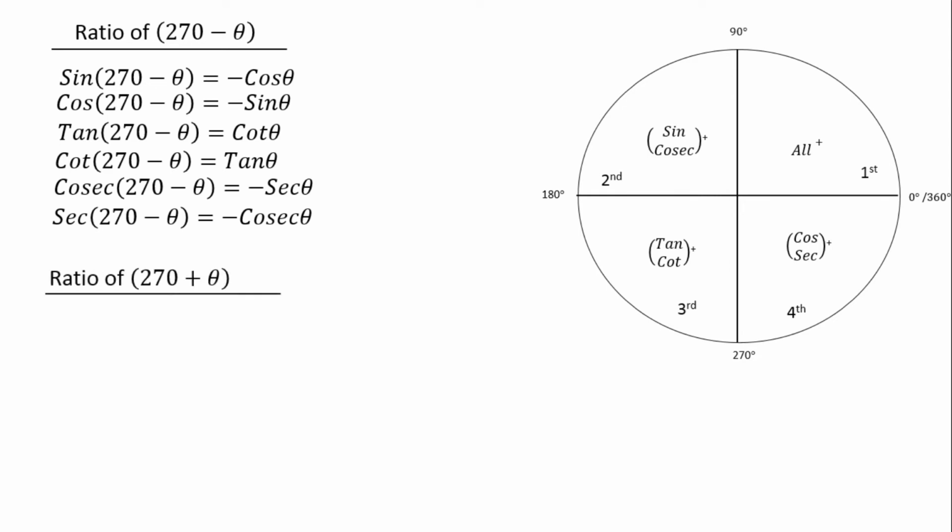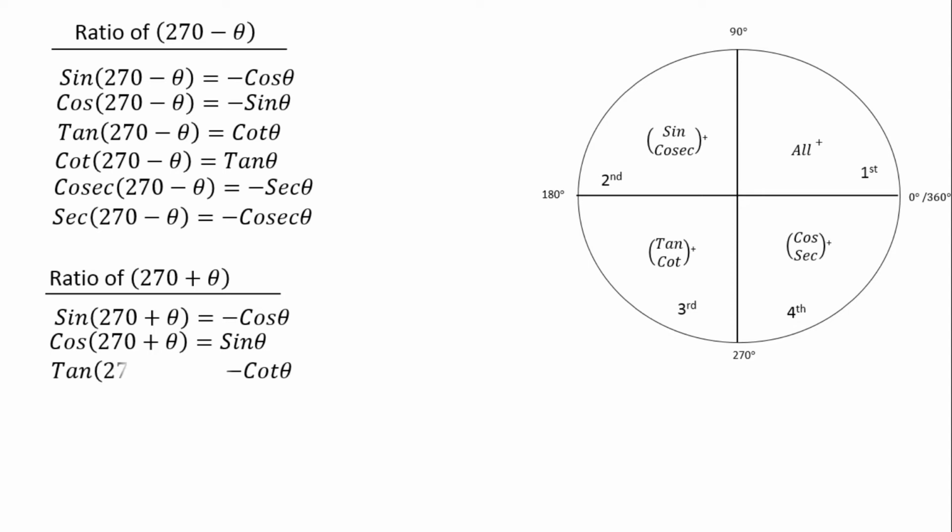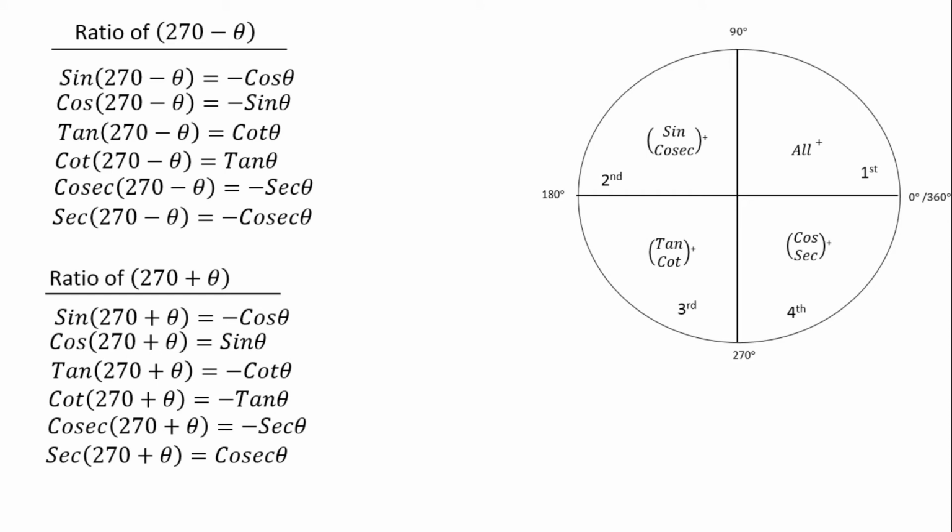Then in 270 plus theta, similarly the ratio will be changed. Now 270 plus theta means fourth quadrant, which means cos and sec will be positive and the other ratios will be negative. Sine is negative; 270 changes, so sine changes into cos, and in the fourth quadrant cos is positive, so plus sign. Tan in the fourth quadrant is negative and changes into cot, similarly cot changes into minus tan, cosec into minus sec, and sec changes into cosec. This is about 90 and 270.